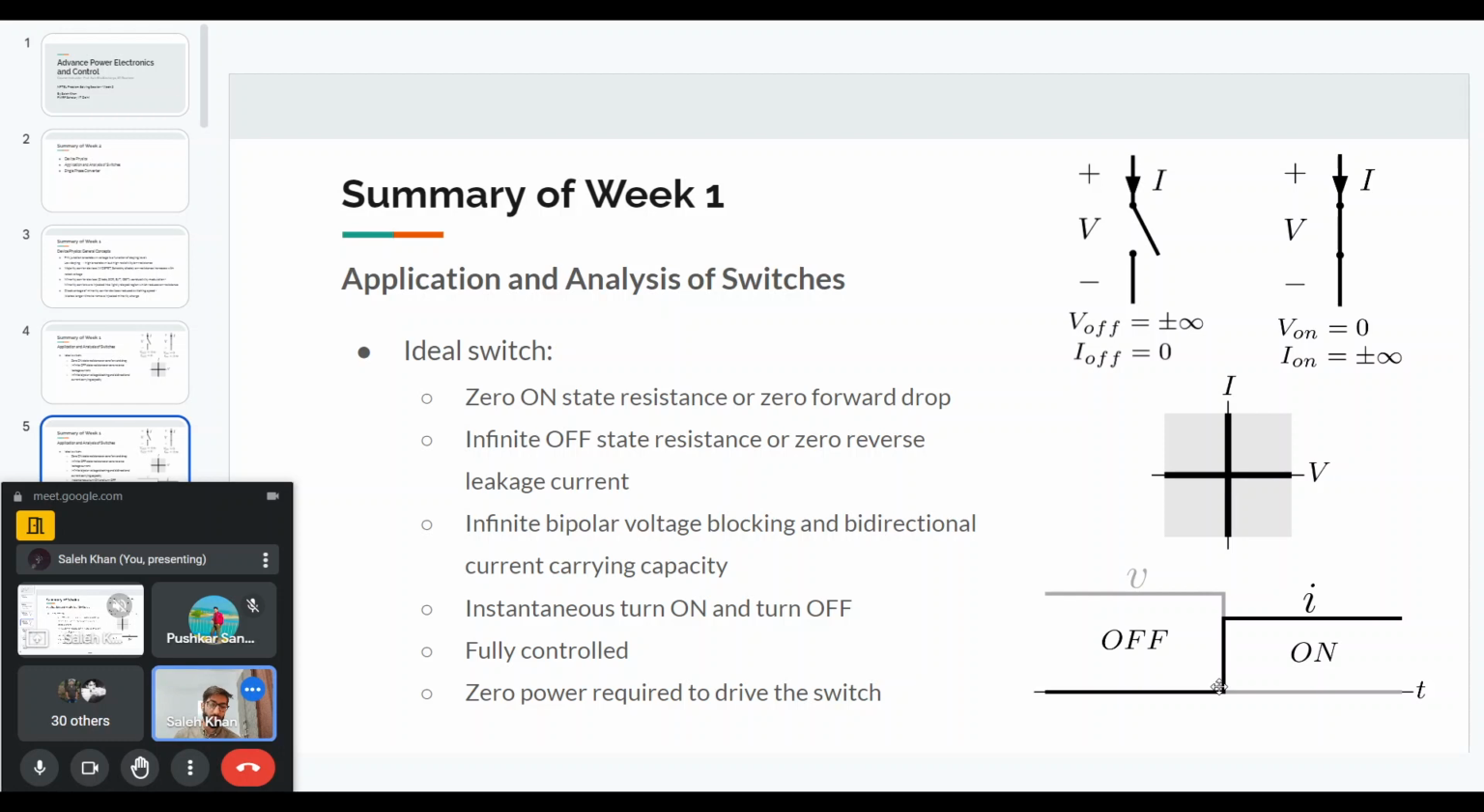But practically, as you can understand, this will not be so. It will take some time for the current to rise, and it will take some time for the voltage to fall. And during that time, we will have some switching losses in the device.